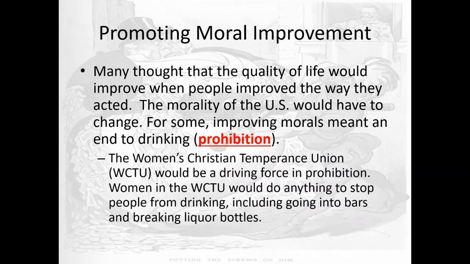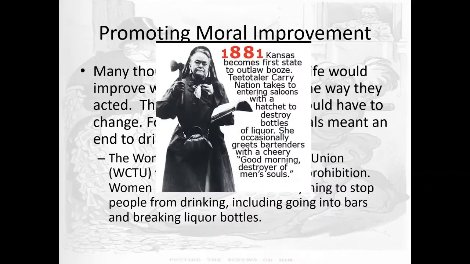One group which was instrumental in bringing about Prohibition, a driving force, would be the Women's Christian Temperance Union. Actually, it was founded in Cleveland, Ohio, and women in WCTU would do anything to stop people from drinking, including going into bars and breaking liquor bottles.